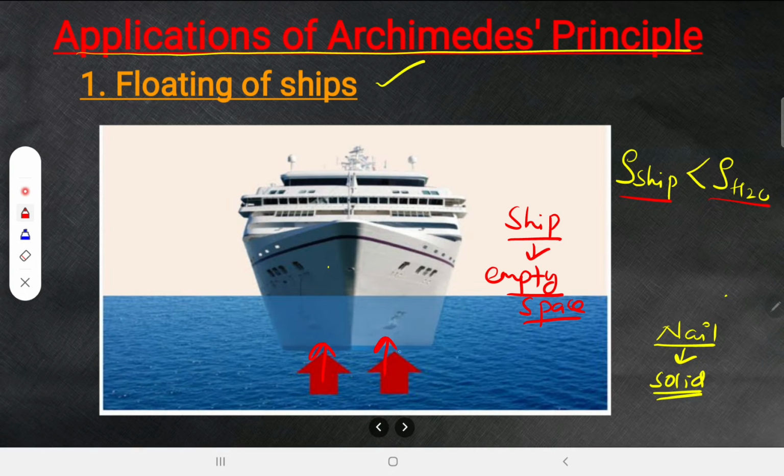Look at this. It is going to experience the buoyant force from everywhere. Only the front part is shown here. Other parts are not shown here. So more space is available at the bottom, so it is going to experience more buoyant force. The buoyant force it is experiencing is very heavy. So as a result of the density of the ship being less than the density of water, and it experiencing more buoyant force, it is going to float.